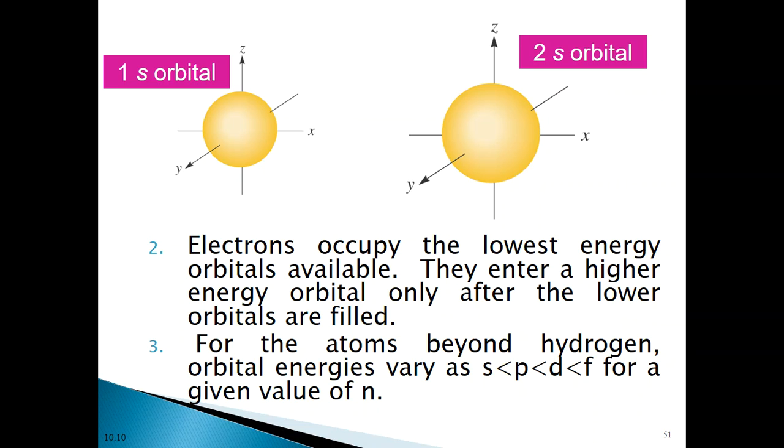The third guideline is that for atoms beyond hydrogen, the orbital energies vary, as you can see here. The s orbital will have a lower energy than the p, which will have a lower energy than the d, which will have a lower energy than the f. That's within any particular shell where these orbitals exist. That would be the order of the orbitals within that shell.